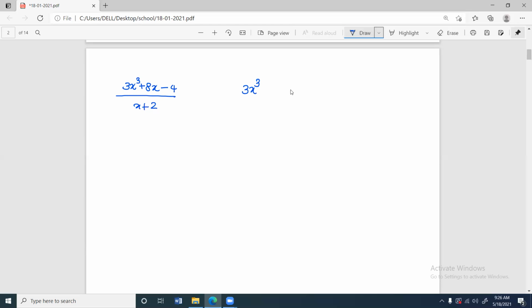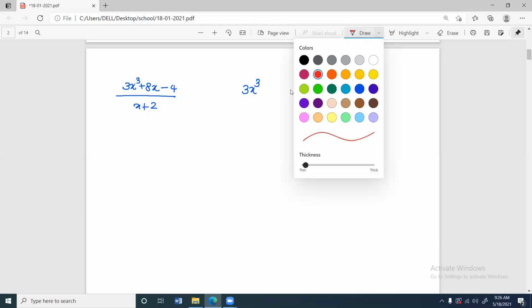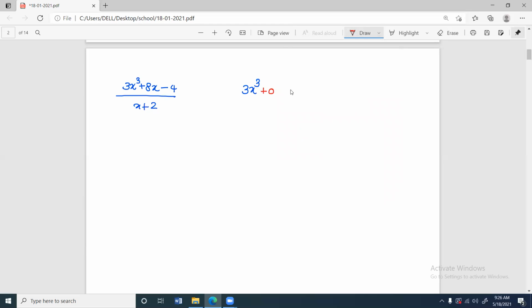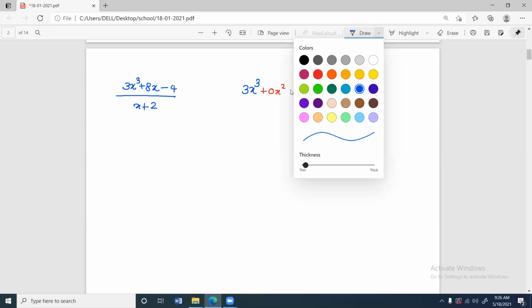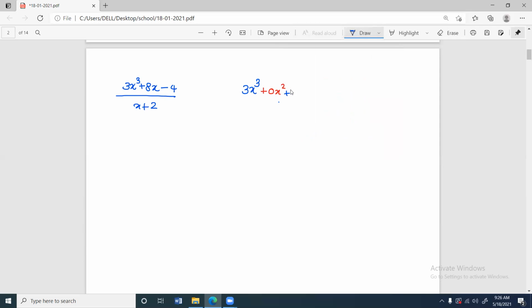Now you can see there is no x squared term here. In that situation, we should write the term as 0x squared, because that is for the convenience of our calculation. Plus 8x minus 4. You need to divide it by x plus 2. Now see first term to first term. How many x terms are there for 3x cubed? That is 3x squared.